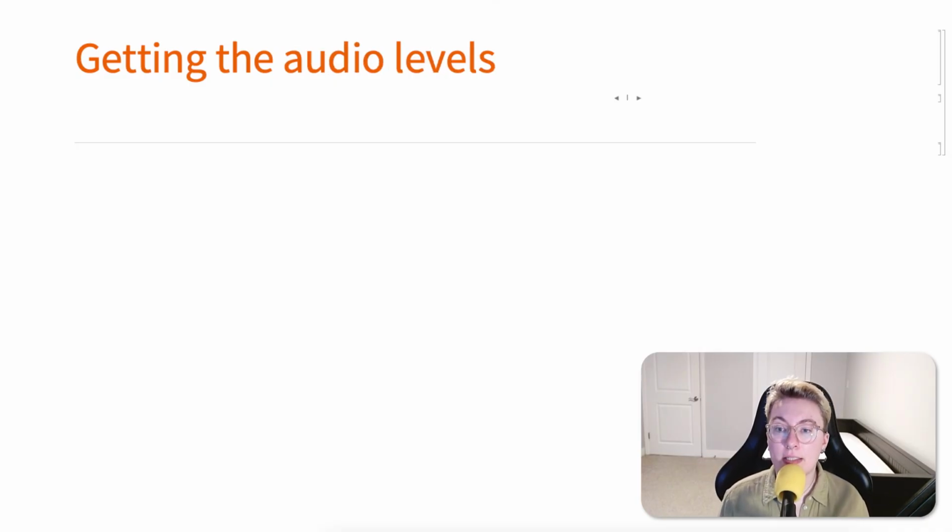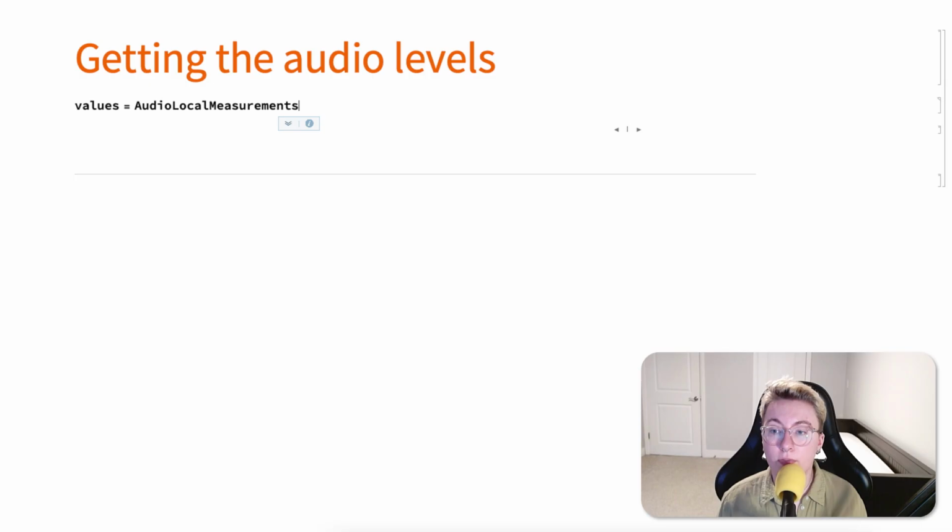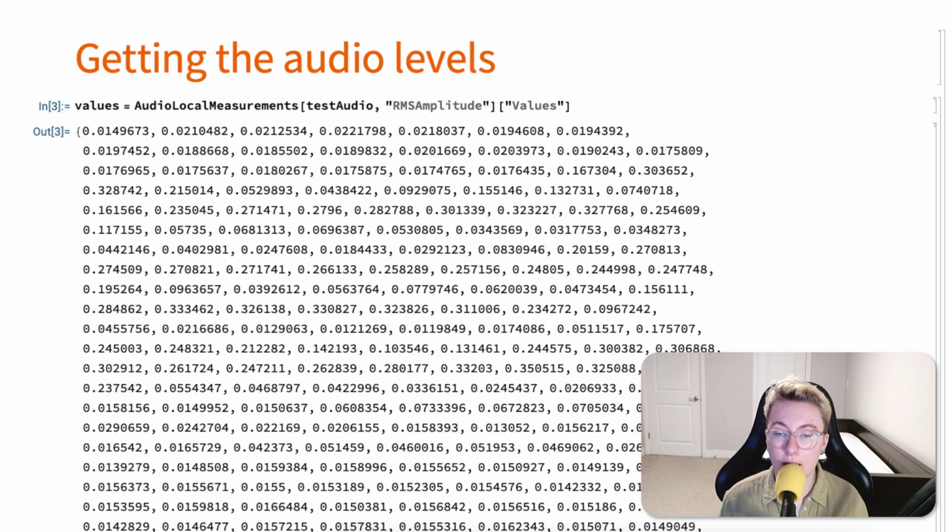Our second step is to get some kind of value representing how loud a piece of audio is throughout the audio. We can use audio local measurements to get values for a few different ways of measuring audio. In this instance, we'll use RMS amplitude, which is a way of measuring loudness. We use audio local measurements on our audio, with our second argument being the measurement we're looking at. After we use audio local measurements, we'll get back a time series object. Since we're going to be putting this into a graphics and we want the raw numbers to do that, we can use the property values to get just the RMS amplitude values from that time series.